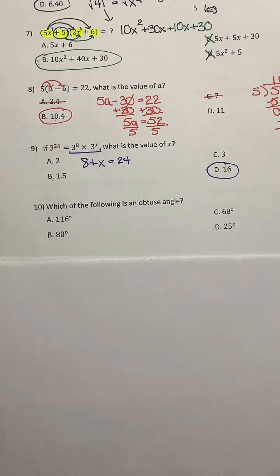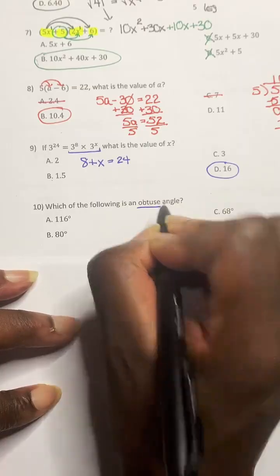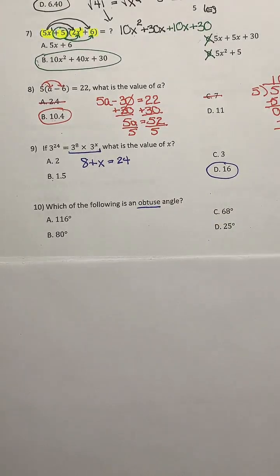All right. So which of the following is an obtuse angle? Ooh. Let's not be so obtuse. Thank you so much for the roses. Here we go. How did I get 16? 8 plus 16 will give me my 24.